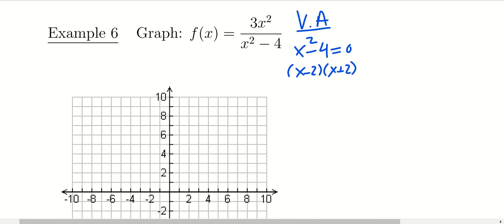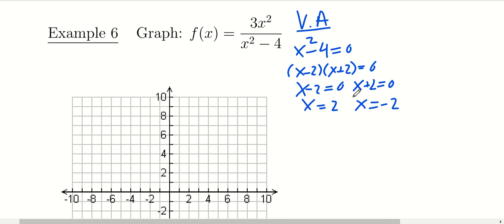It's a difference of squares. x minus 2 times x plus 2. Set each factor equal to 0. Solve each of those resulting linear equations. We get x equals positive 2 and x equals negative 2.